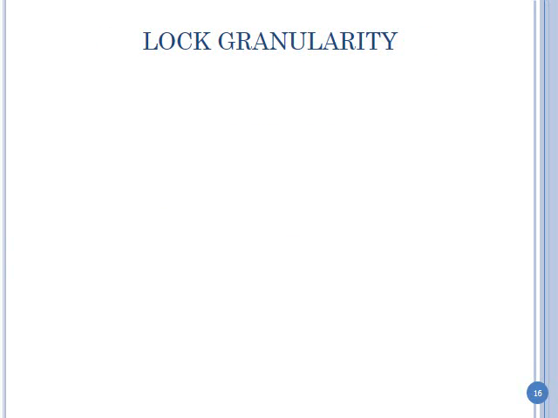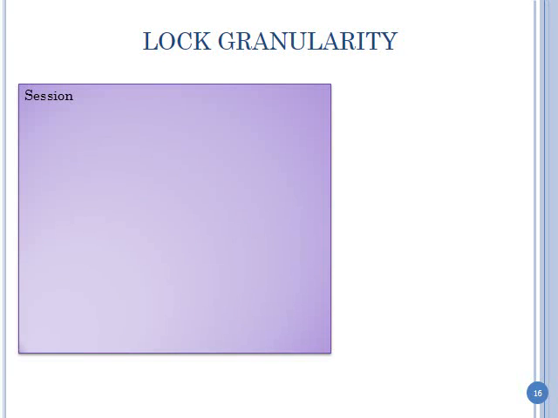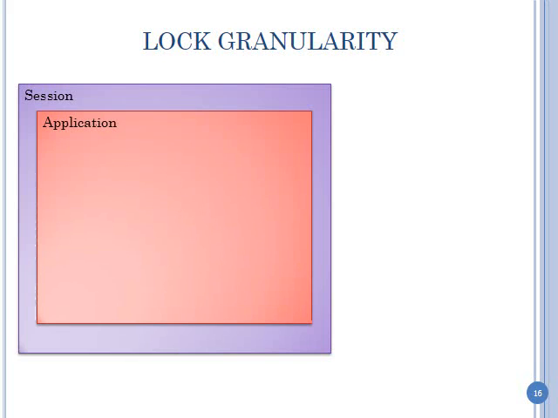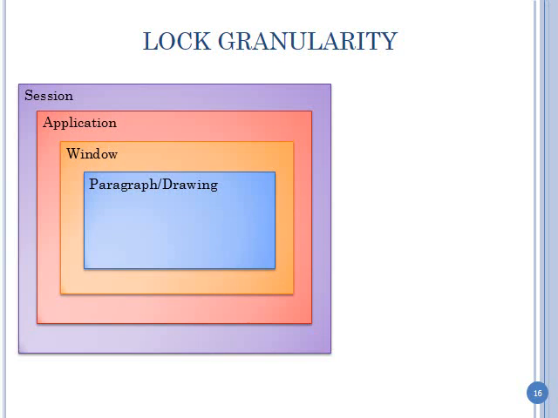Okay, to make things even more fun, so far we said O1, O2, separate objects. What if we have a hierarchical structure? We have a session in which we have an application, in which we have some window, in which we have maybe a paragraph or drawing in which we might have a character or a shape. And the question is, where do you put locks here?